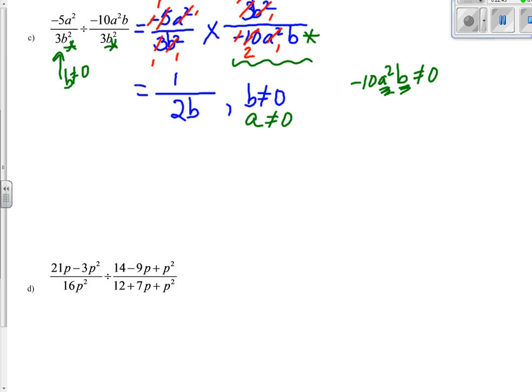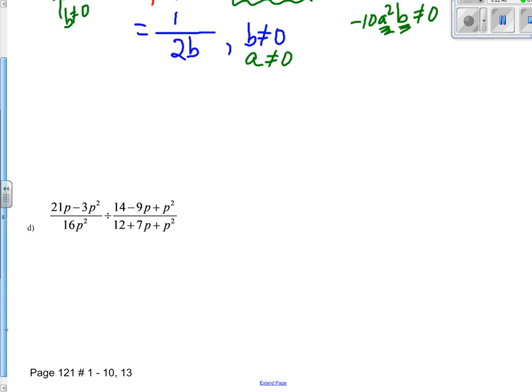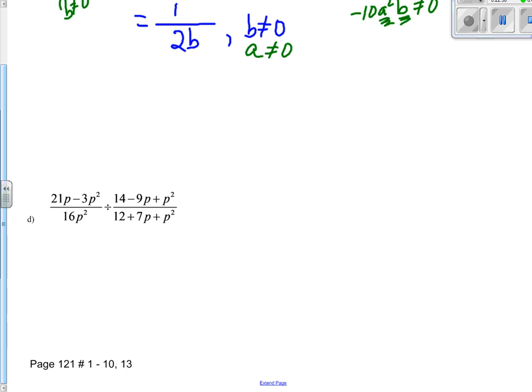Last question. 21p minus 3p squared over 16p squared divided by 14 minus 9 and so on. Okay, we are going to do the factoring first and then inverting and multiplying. So 21p minus 3p squared has a greatest common factor of 3p. So I always look for a greatest common factor first. 3p times 7 take away p. On the bottom, nothing I can do with 16p squared.